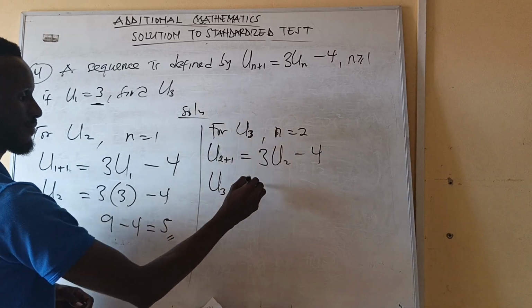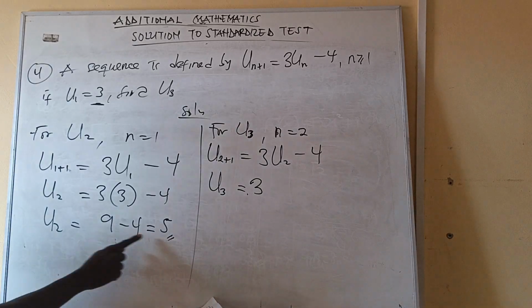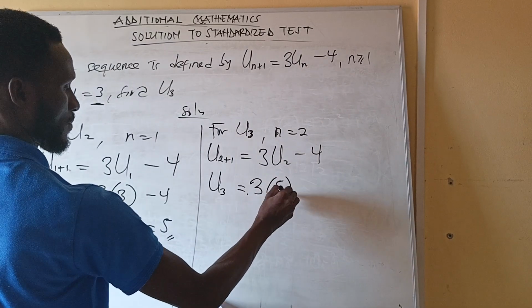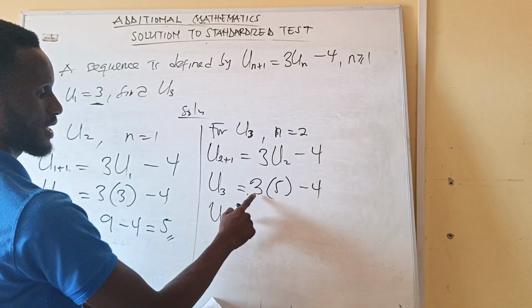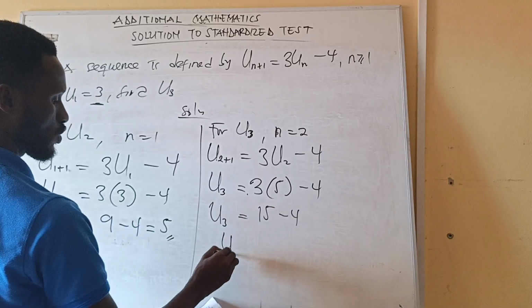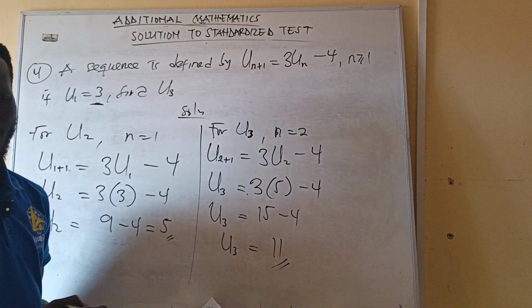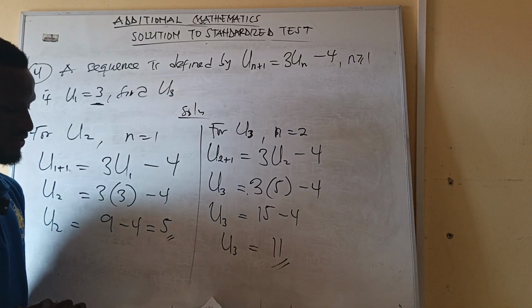Now, don't forget that 2 plus 1 will give us 3. So, u sub 3. Now, 3 times u2. u2 is equal to 5. So, I need to put 5 here minus 4. So, u3 will give us what? 3 times 5 is 15 minus 4. So, what will be u3? Is 11. Now, you see how simple it is? This one is very simple.